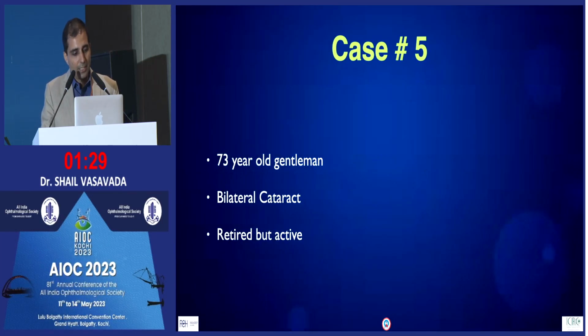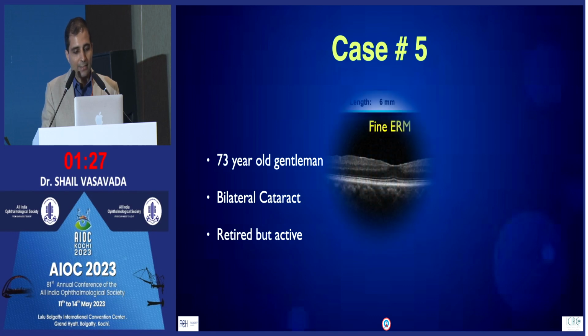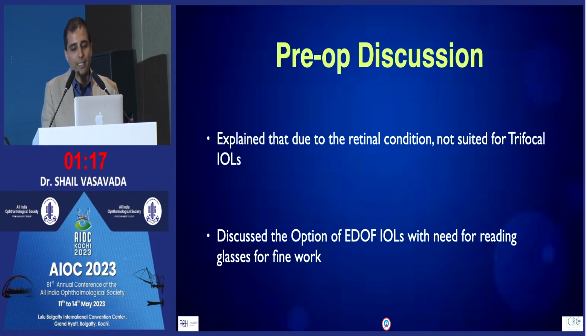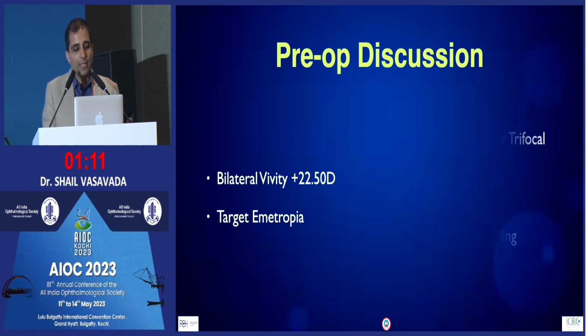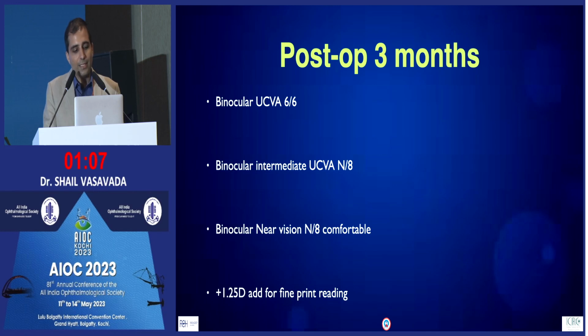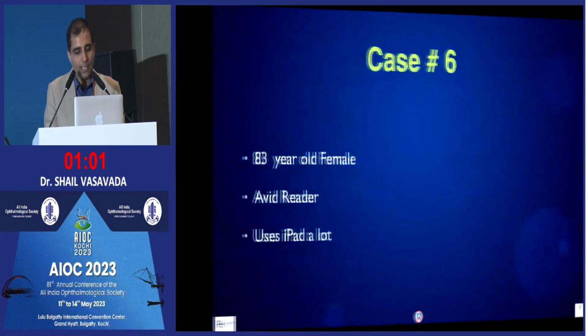A 73-year-old gentleman, bilateral cataract, retired but active. On OCT, he had a fine ERM. So these are the eyes, like Dr. Samresh showed, you don't want to consider for trifocal IOLs. Therefore, we explained that because of his retinal condition, he is not a suitable candidate for trifocal IOLs, but you can definitely consider extended depth of focus IOLs, which we did, and his quality of vision is very good, and he requires 1.25 diopter add for fine print.